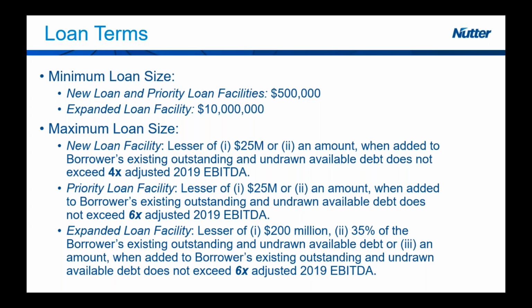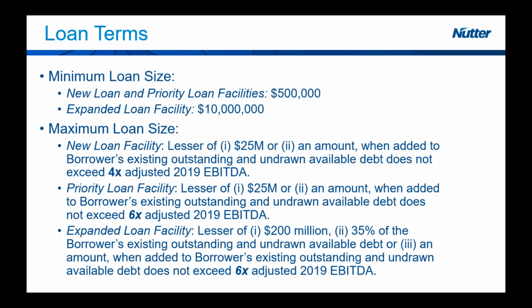The new and priority facilities now have a minimum size of $500,000, which was a change from the original term sheet, and the expanded loan facility now has a minimum size of $10 million. The maximum loan size is largely a function of EBITDA, which my colleague Josh Gray will expand upon.